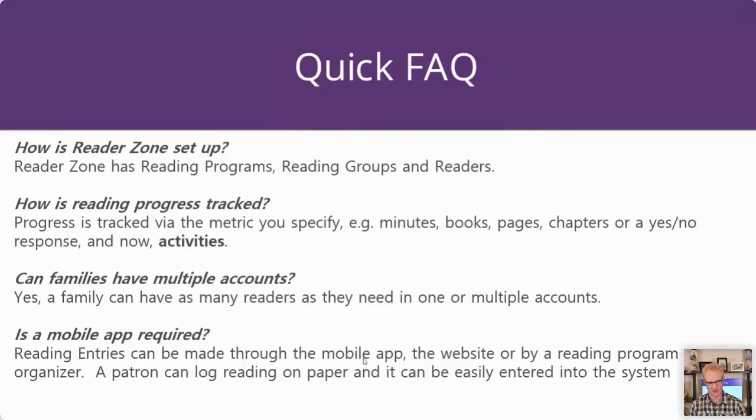A family can have multiple accounts. I know that's very frustrating: if a family has 3 children and they all want to participate in different reading programs, you don't want to have 3 different logins and cause what we call in technology a lot of friction to get people into the system. So through a Reader Zone account, you can have multiple readers, each participating in completely separate reading programs, and they all live on the app together. And that mobile app is not required, as I mentioned before.